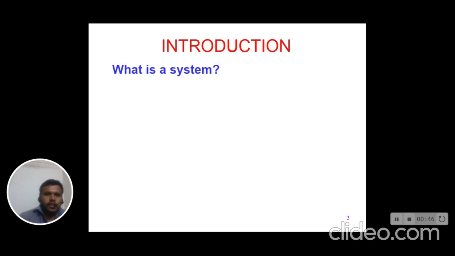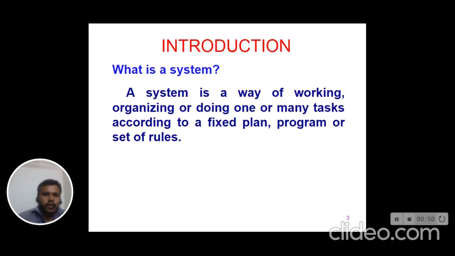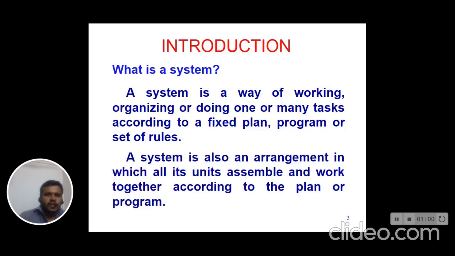Introduction. In general, what is a system? A system is a way of working, organizing, or doing many tasks according to a fixed plan, a program, or set of rules. A system is also an arrangement in which all its units assemble and work together according to the plan or program. These are the examples for the system.